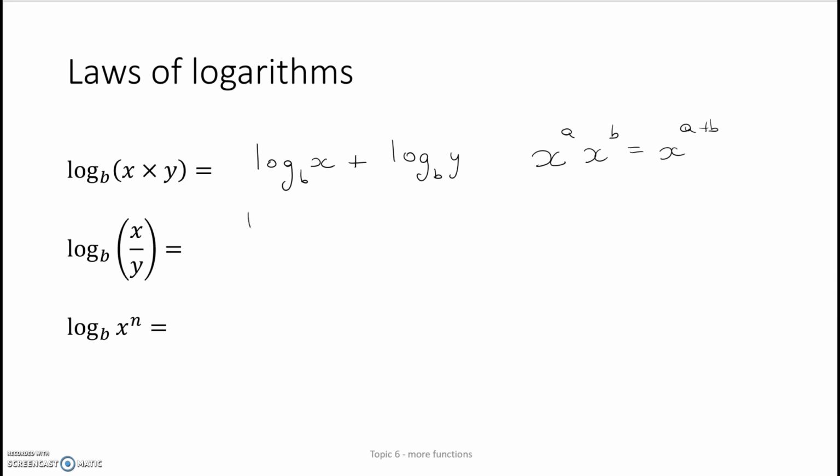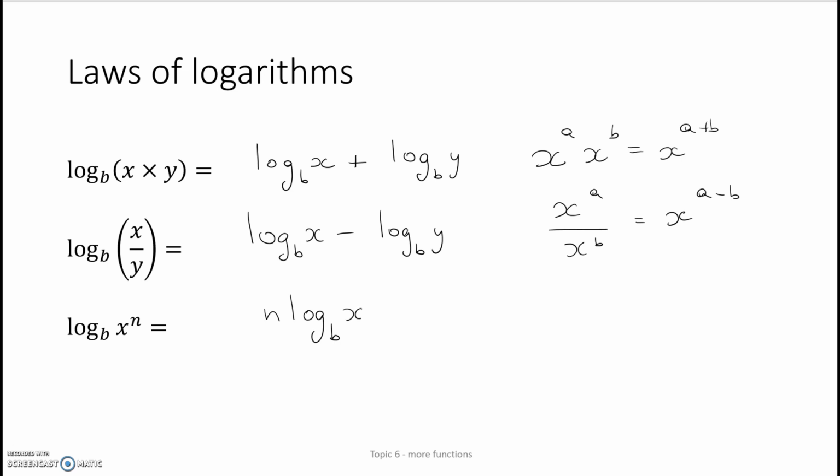Similarly for division, the division of a quotient is log base b of x minus log to whatever base y. This corresponds to x to the power of a over x to the power of b is equal to x to the power of a minus b. The last one is log to any base of x to the power of n will equal n log to any base of x. That corresponds to x to the power of a times b when you multiply the powers.